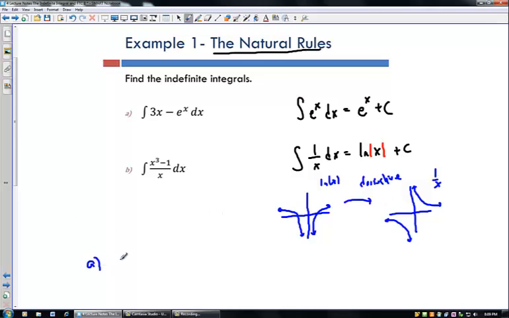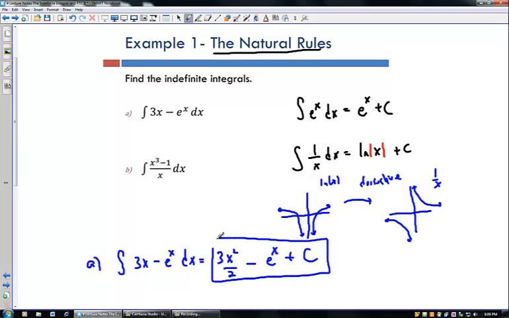All right, so let's get to some examples. So let's do part A, the integral of 3x minus e to the x dx. And this is not that hard. The first one's a power rule, and the second one is this first rule for the natural function. So the integral of e to the x is e to the x. And so you simply add 1 to the exponent and divide by it, minus the integral of e to the x, which is e to the x, and then you gather the c's on the end, so just plus c. And that's my answer. So these are nice and easy, really.